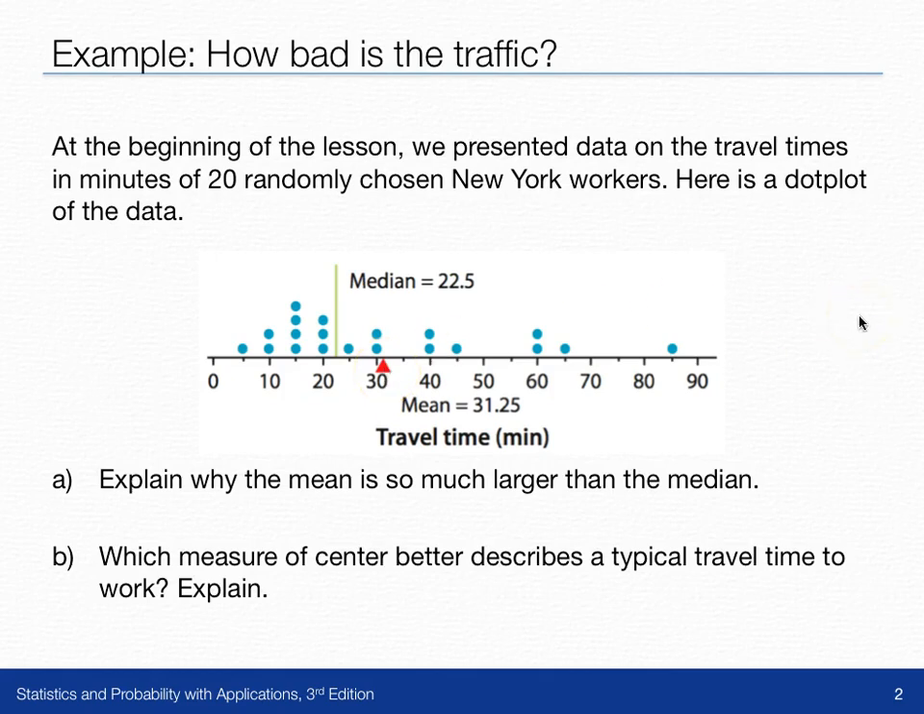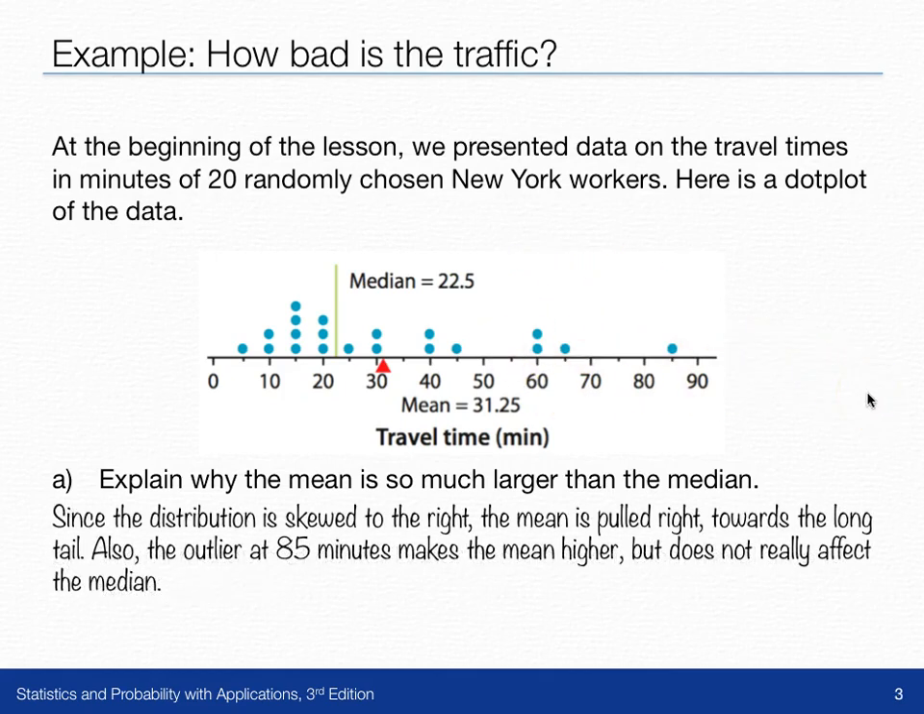Part A asks us to explain why the mean is so much higher than the median. The answer has to do with the shape of the dot plot. We can see a bunch of values clustered around 10 to 20 minutes, whereas very few values are up over an hour for their commute. Because the distribution is skewed to the right, the mean is pulled to the right towards the long tail.